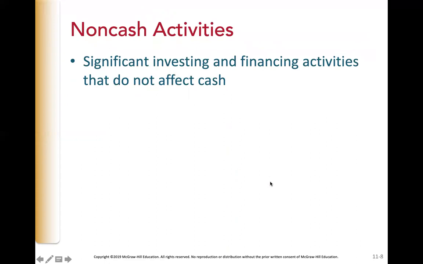So, non-cash activities. What if a company borrows $200,000 in cash from the bank, issuing a long-term note payable for that amount? They would record that transaction in the statement of cash flows as a financing activity. It's a long-term liability, so it's a financing activity. Then, if the company took that cash and bought new equipment, the company would report a second transaction as an investing activity, the purchase of the long-term asset.